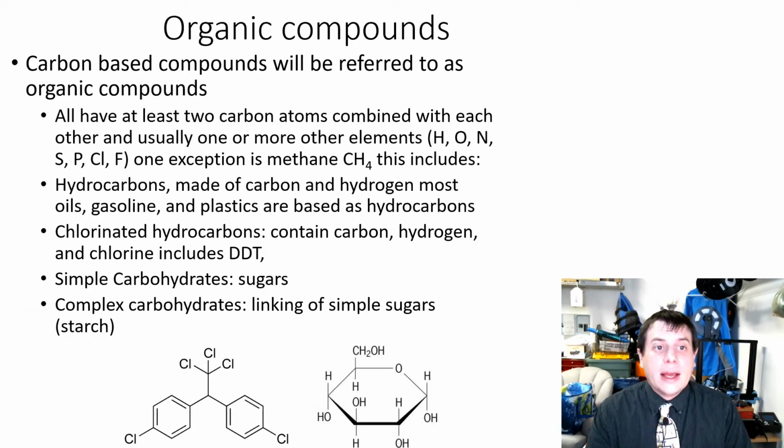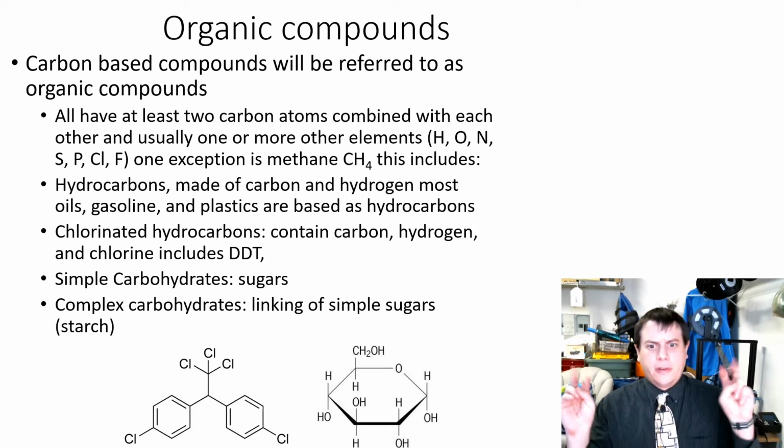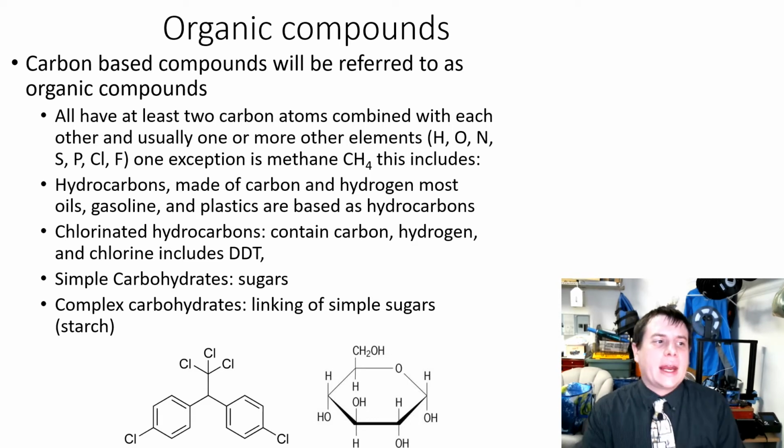All right, then you have organic compounds. And when I say an organic compound, I don't just mean things that are certified organic or whatever. No, no, no. When I'm talking about organic compounds, what I mean are carbon-based compounds. They have at least 2 carbon atoms combined with each other, and usually some other elements. The one exception to this is methane, which is CH4, which is considered an organic compound, but it has 1 carbon, and then all of its available slots are filled up.